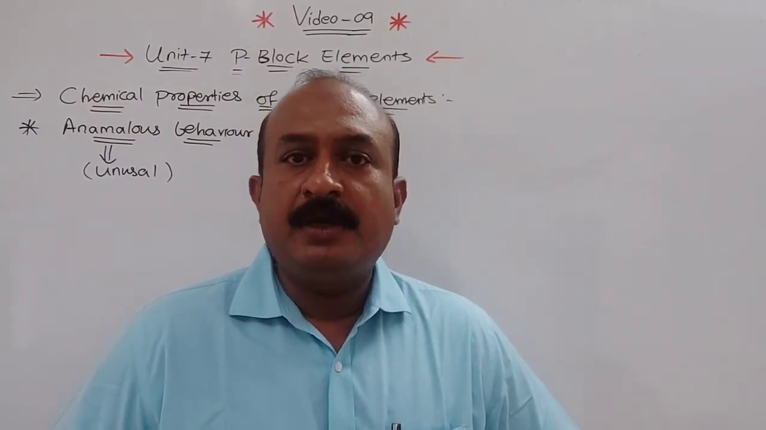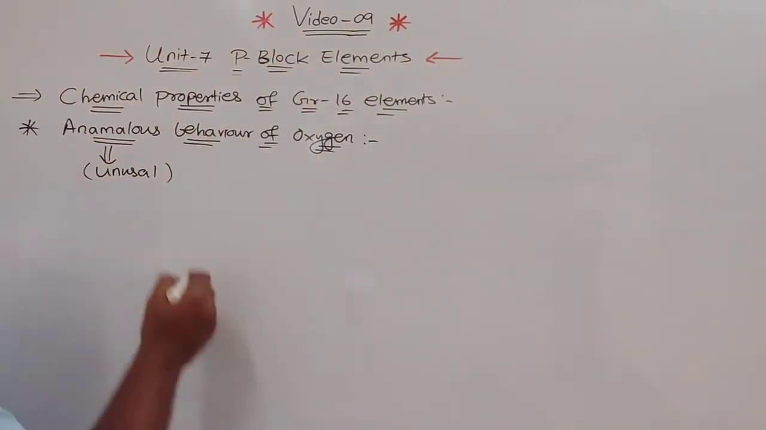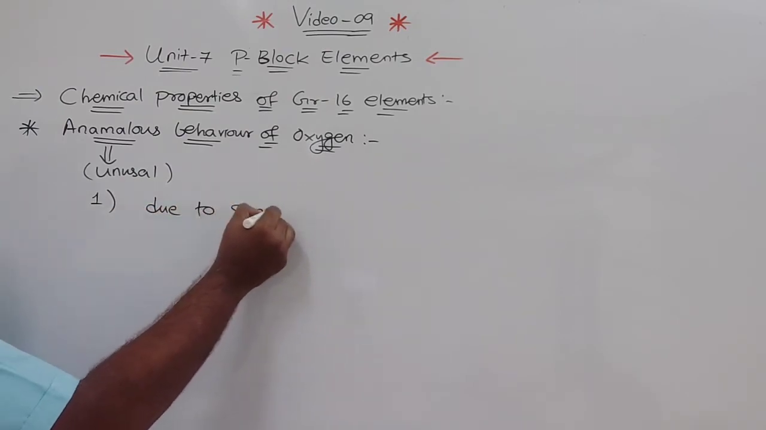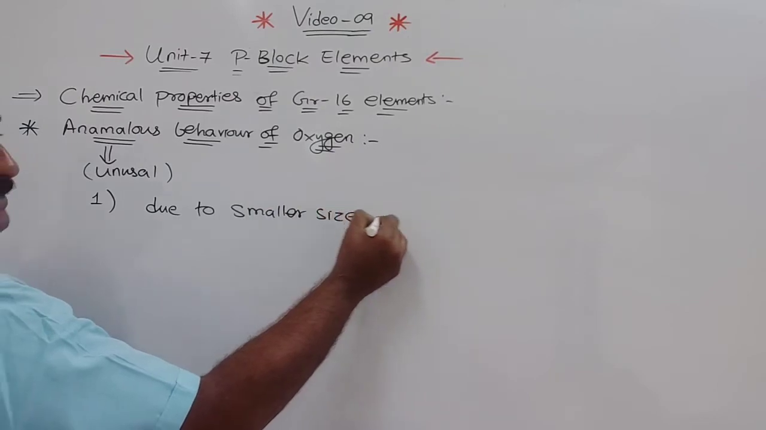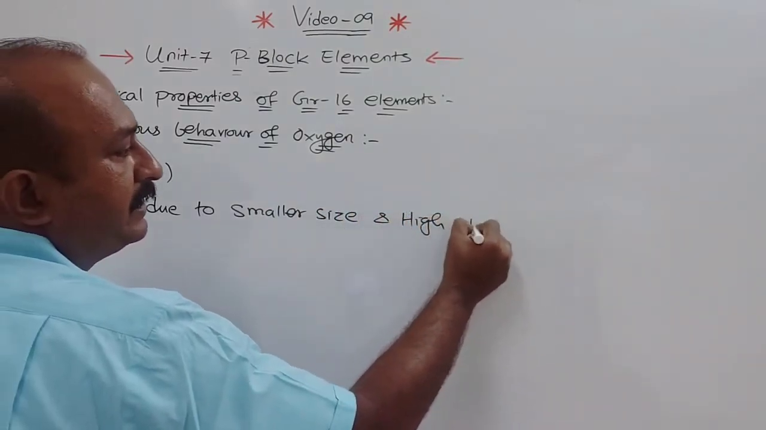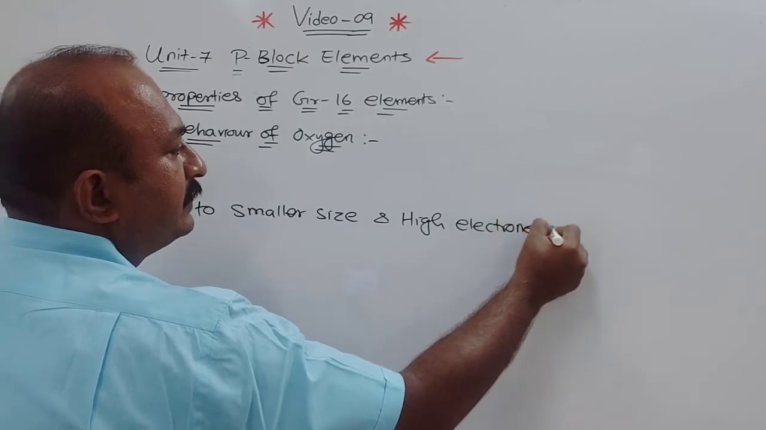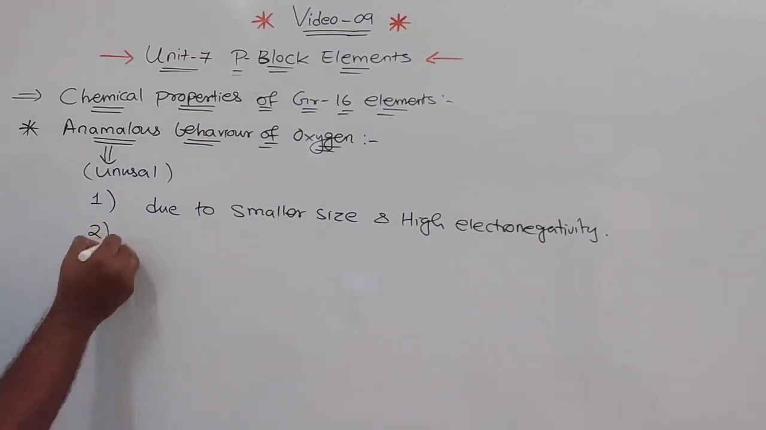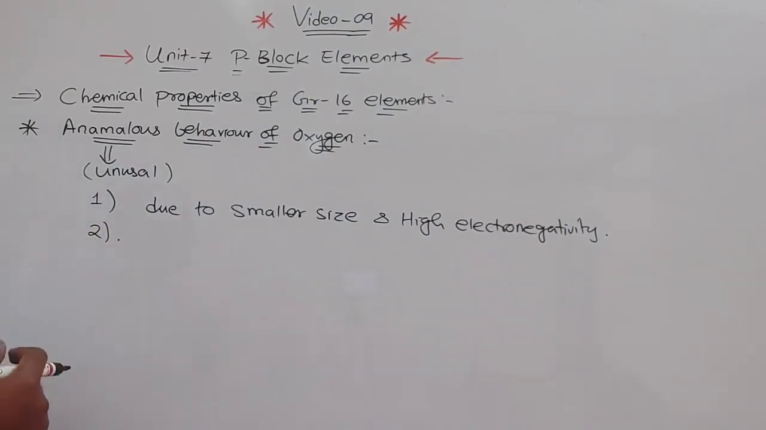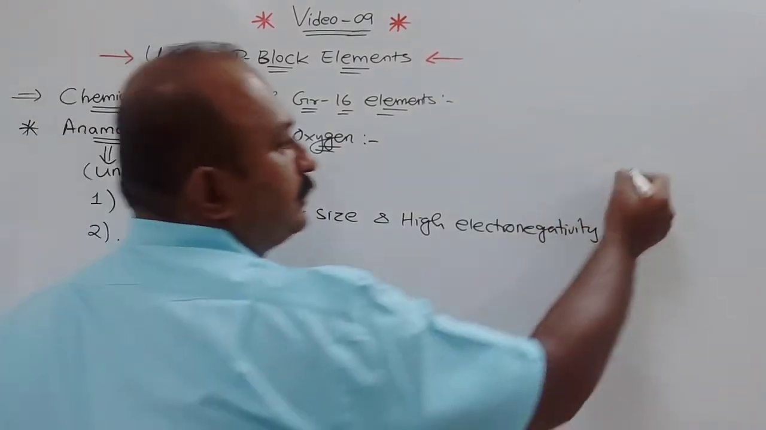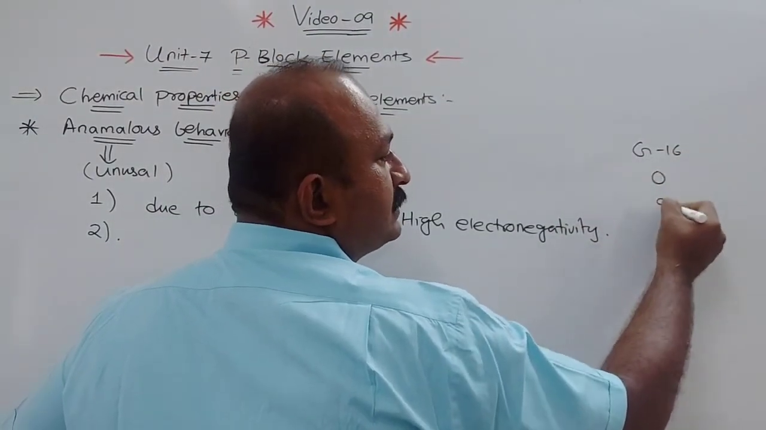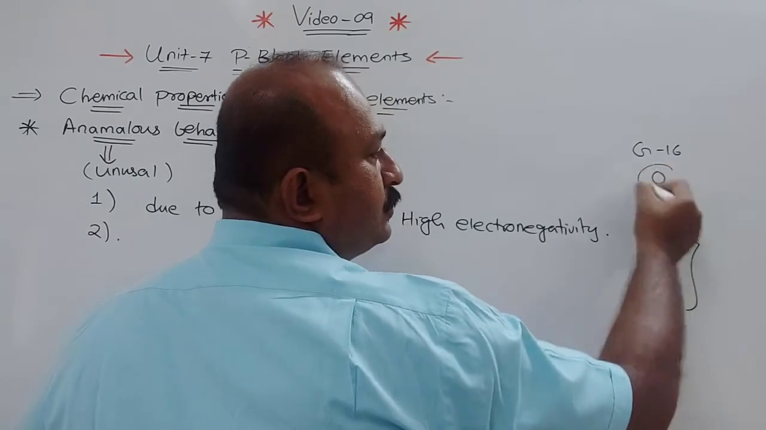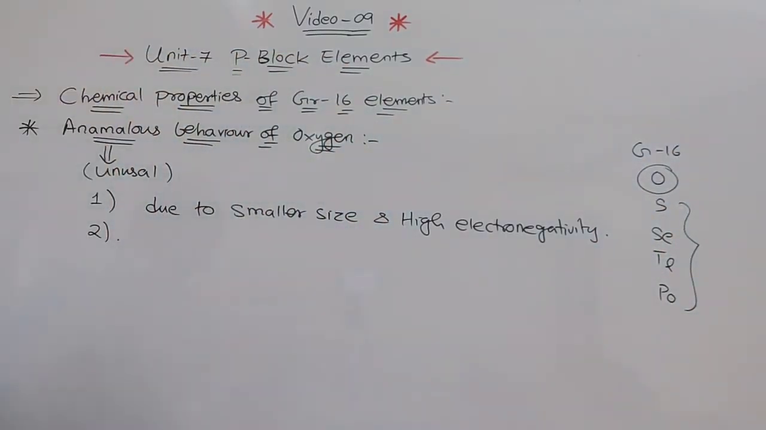The main reason for showing anomalous behavior is its smaller atomic size and high electronegativity. Clear? This is the main reason it shows anomalous behavior. Second, its behavior is different from the other elements of group 16: oxygen, sulfur, selenium, tellurium and polonium. So it shows different behavior than the remaining elements of the group.